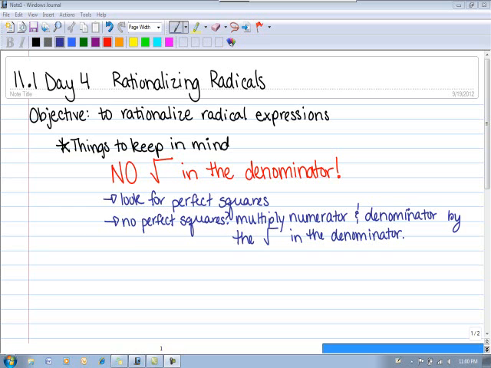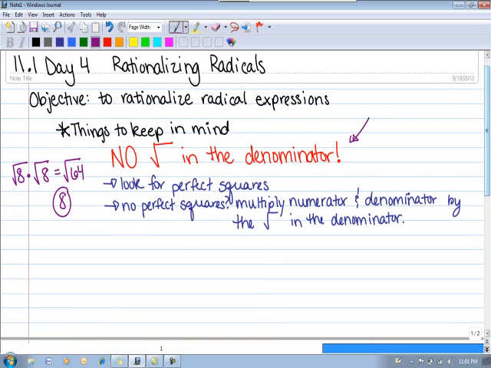Now the reason for this is because if you remember your properties, if I took the square root of 8 and multiplied it by the square root of 8, that gives me the square root of 64. What is the square root of 64? Well, it's 8. So if I multiply the square root of 8 by itself, I get a number that is no longer underneath the radical, which would satisfy my goal of having no radicals in the denominator. So let's try this with a few problems.